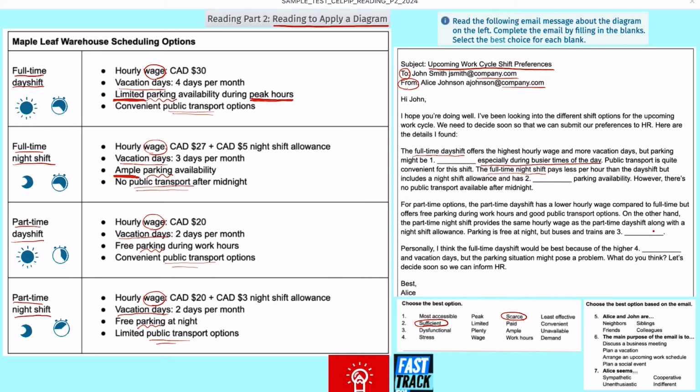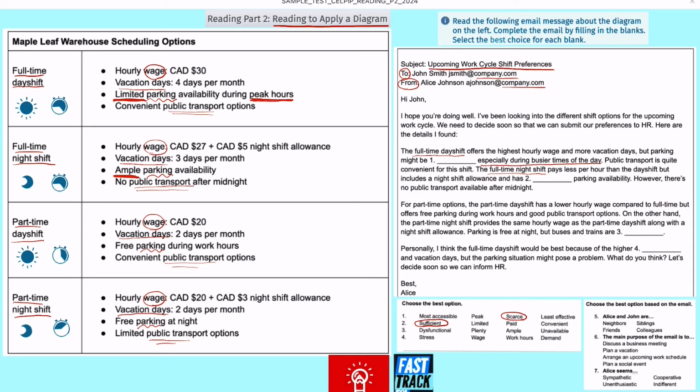Okay, so what are we looking at? We're looking at the third item, which is part-time day shift. And it says that parking is free, which we can also see here, free parking. But when it comes to buses and trains, which mean public transportation, what is the situation? It's free at night, so part-time night shift, free parking at night, but limited public transport options, right? So limited public transportation options. So the buses and trains are limited.